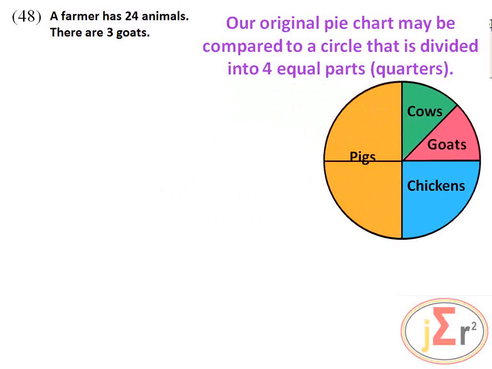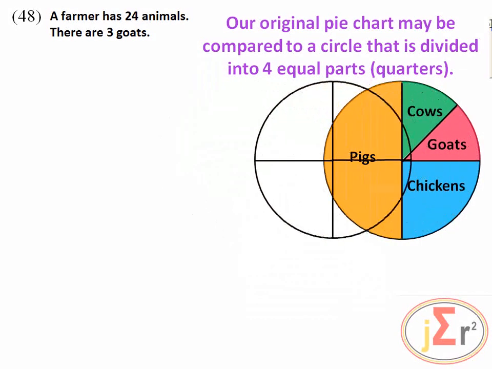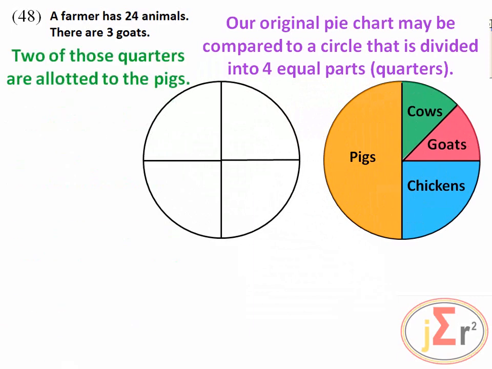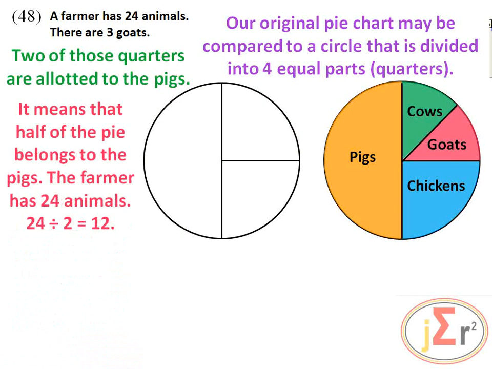So we are saying that we can take a look at it as if it is divided into how many equal parts? 4. 4 equal parts. 2 of those quarters are allotted to the pigs. Right. So 2 quarters allotted to the pigs. That will give us half of the pie. That's right? Yes. It means that half of the pie belongs to the pigs. The farmer has how many animals? 24. Right. So 24 divided by 2, which is half of the total, will give us 12.